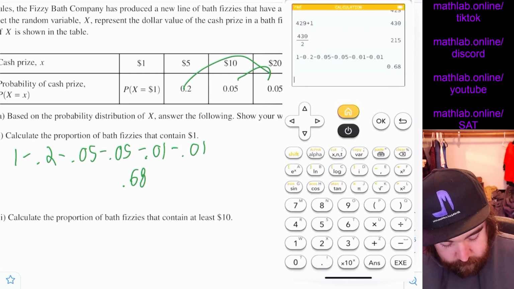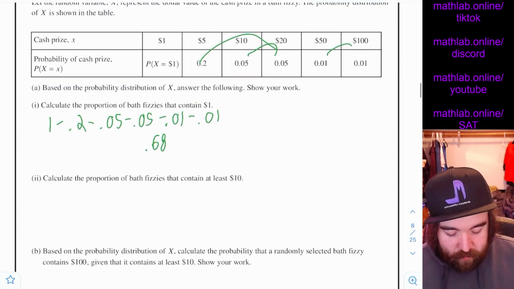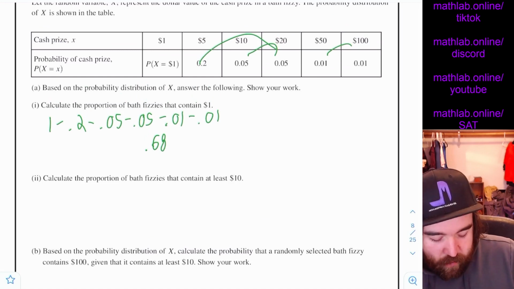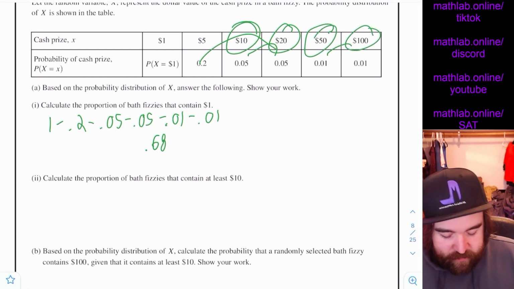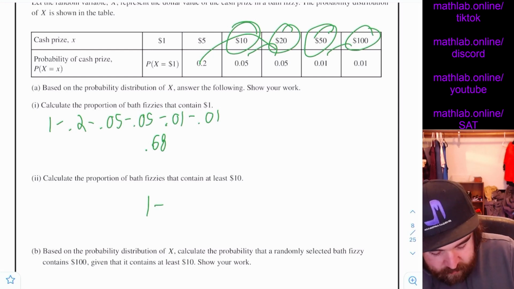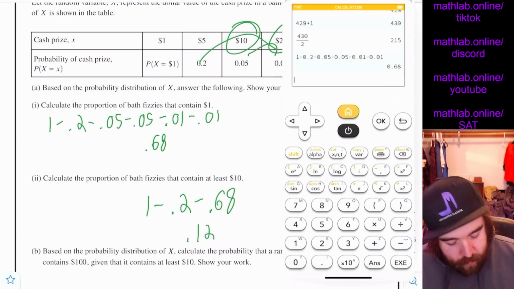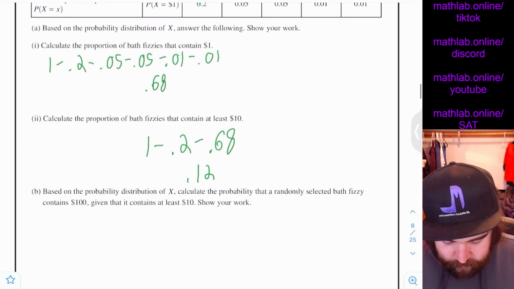Of course. Okay. Calculate the proportion of bath fizzies that contain at least $10. So which way do you need to go? At least $10 means that the least amount is $10. So we're going to do 1 minus 0.2 minus that 0.68 that we just calculated. I'll be more confident here and say that that is 0.12. Except I did just accidentally open that. So now that it's open, I will type that in and confirm that that is 0.12.